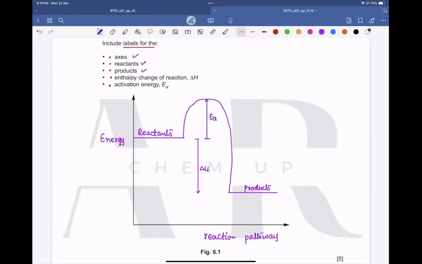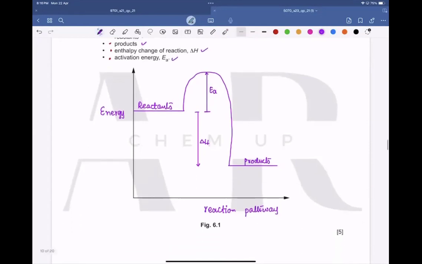Then, starting from the reactants and reaching the products, label this one the enthalpy change, delta H. Is this clear to all of you? So we are done with the enthalpy change and we are done with the activation energy. So you guys secured 5 marks.